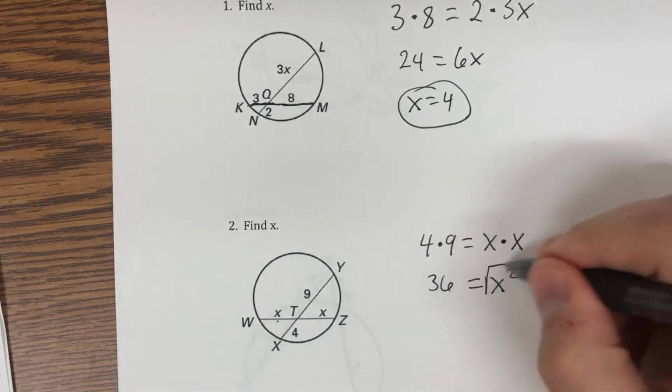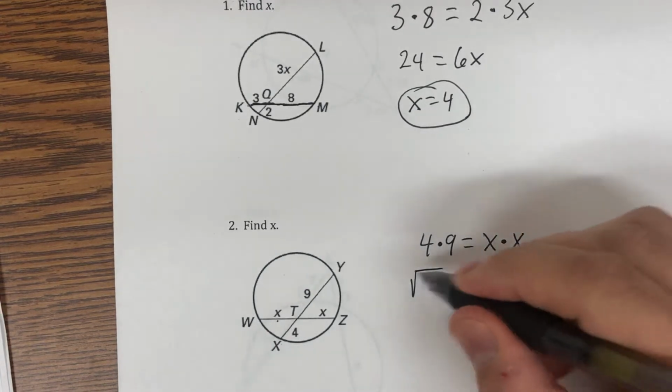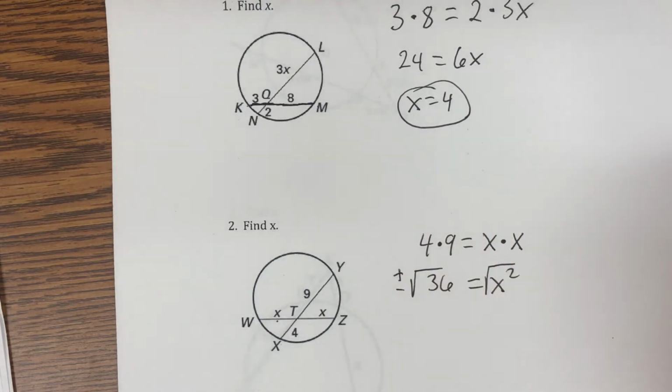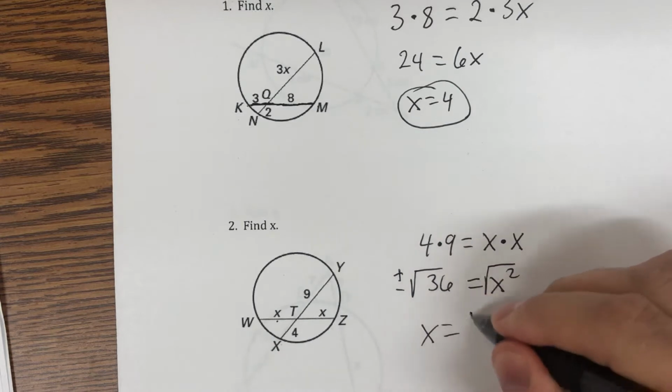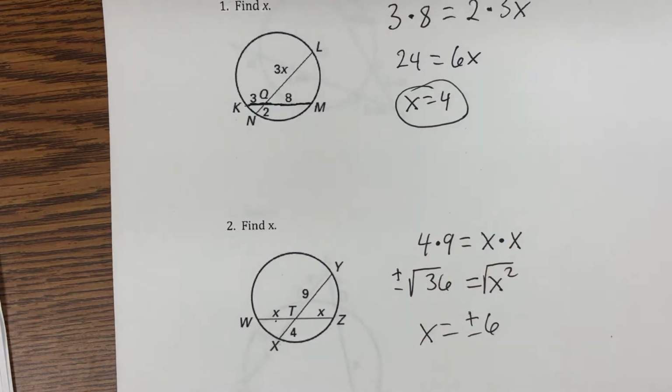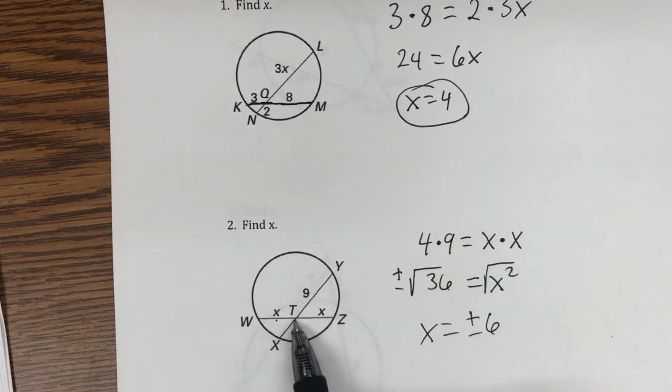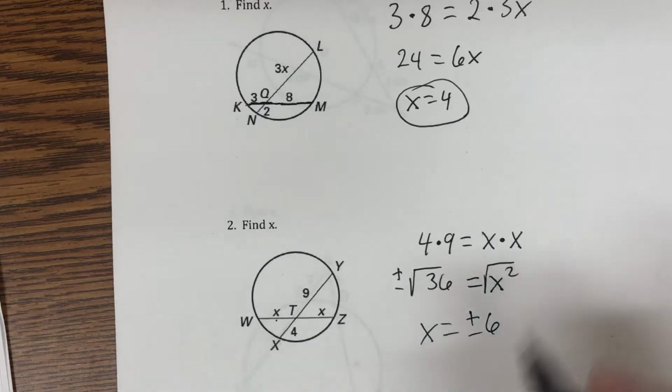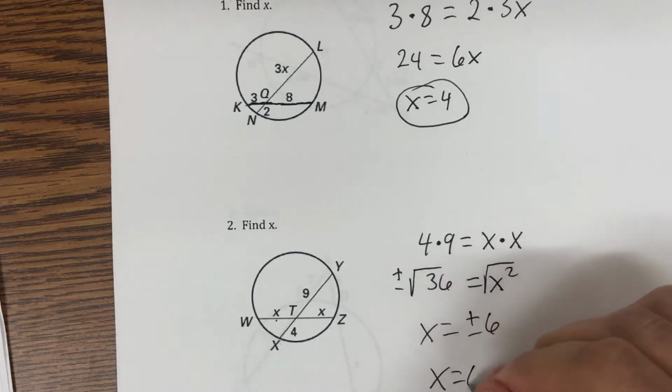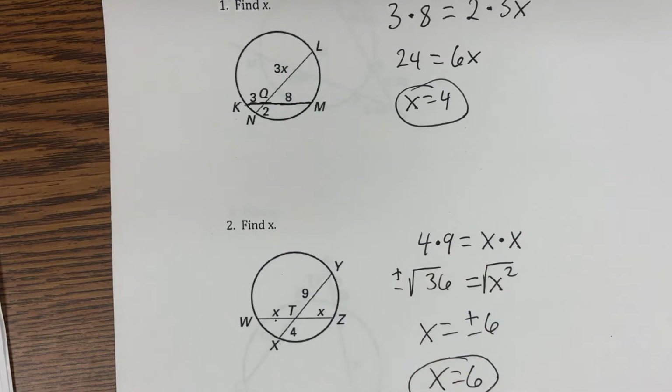Take the square root of both sides. Has to be both the plus and the minus because I inserted it, so x is equal to plus and minus 6. Now the question here is, can I have a negative length? No. So it's just the positive solution, which is x is equal to 6.